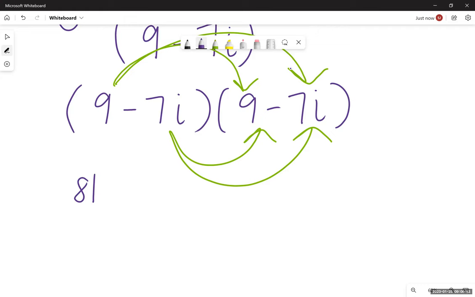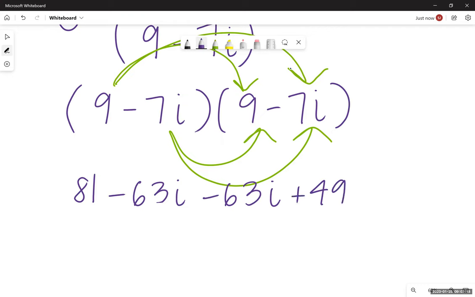9 times 9 is 81. Signs are the same, so it's positive. 9 times 7 is 63. Signs are different, so it's negative. Don't forget that variable, that i that was on that second term, because it's not going to go anywhere. Then if you do 7 times 9, you get 63. Signs are different, so it's negative. Don't forget your i. 7 times 7 is 49. Signs are the same, so it's positive.